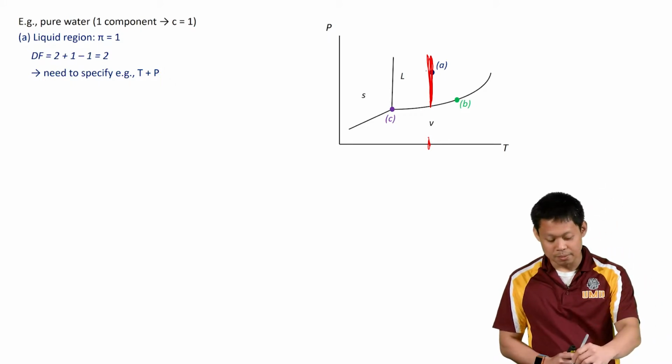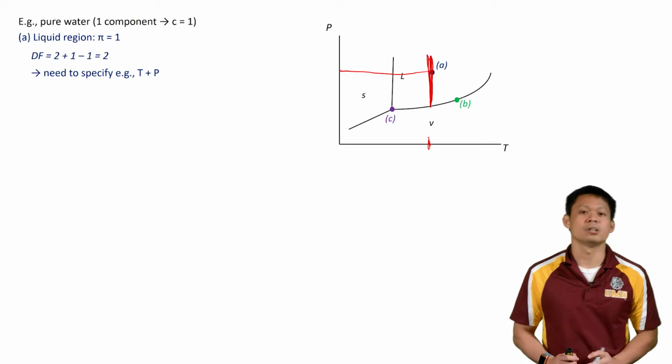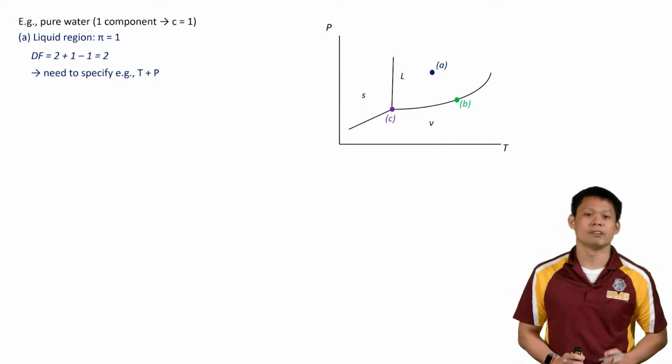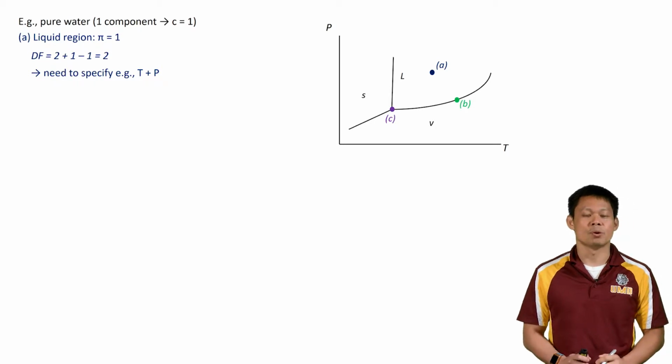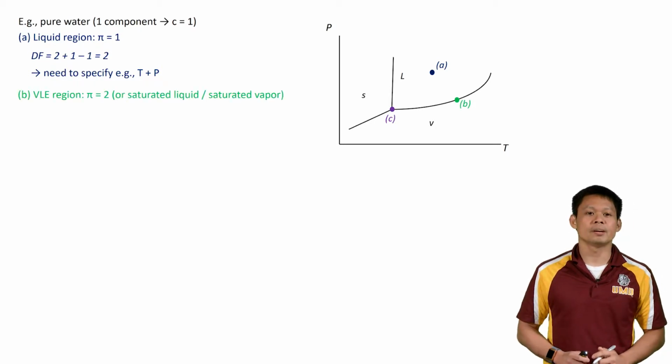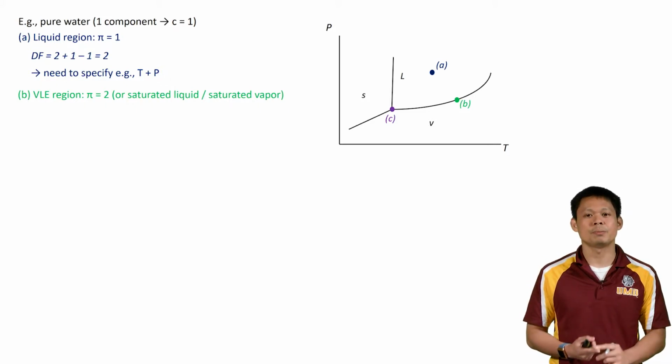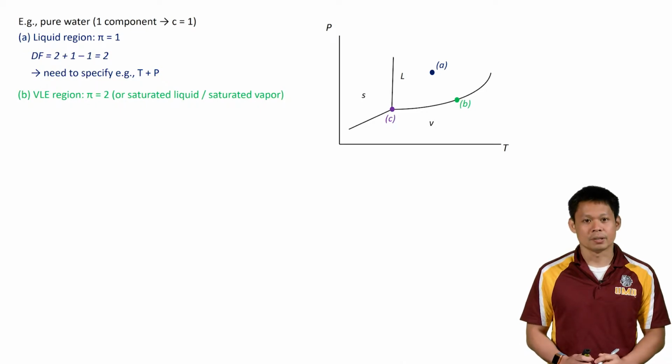So what we need to do is specify both the temperature and pressure before we can know the state of that system. And that's why we have a degree of freedom of 2 at point A. Now looking at point B, we have a pi of 2 because now we have 2 phases coexisting. We have vapor coexisting with our liquid, where we have a saturated liquid and a saturated vapor.